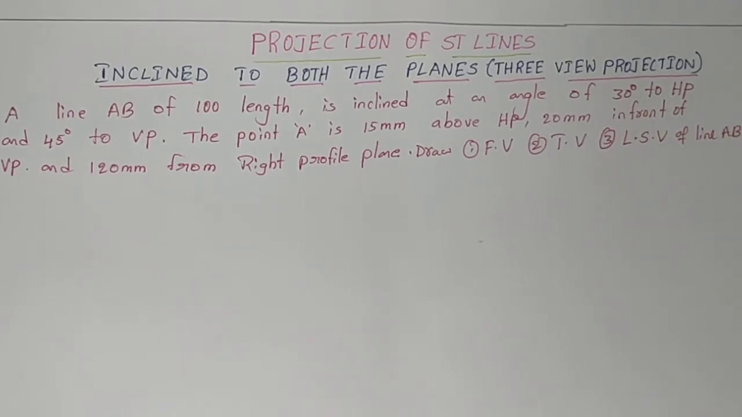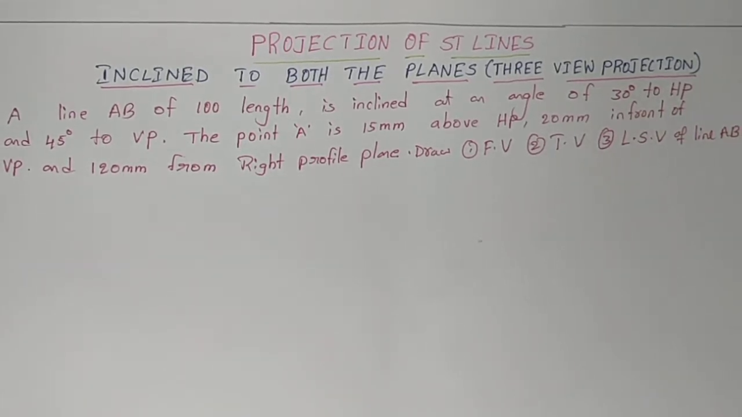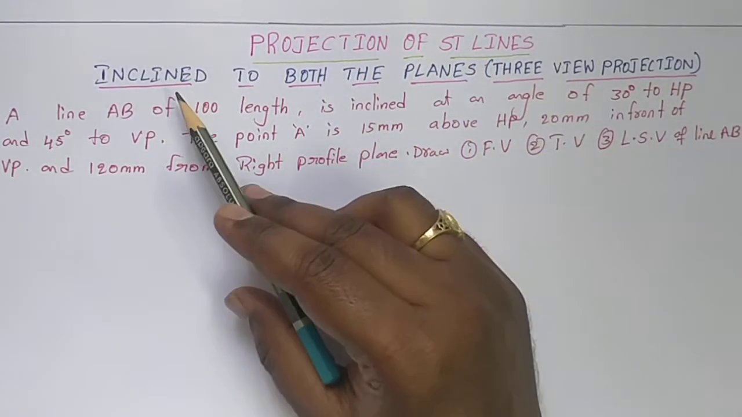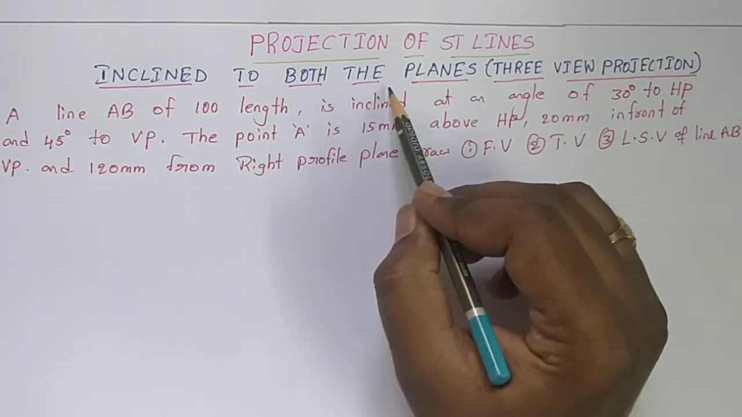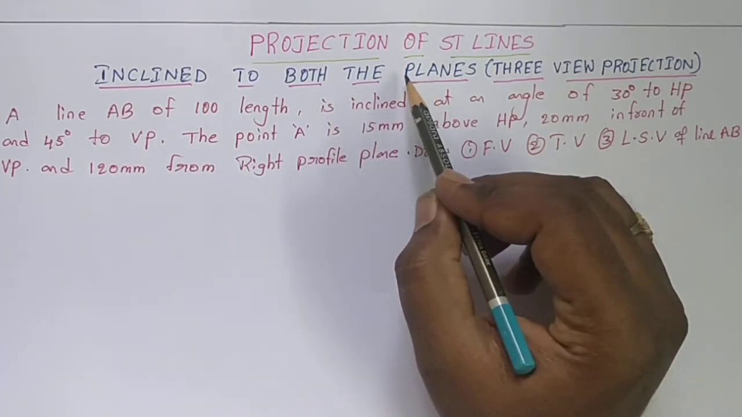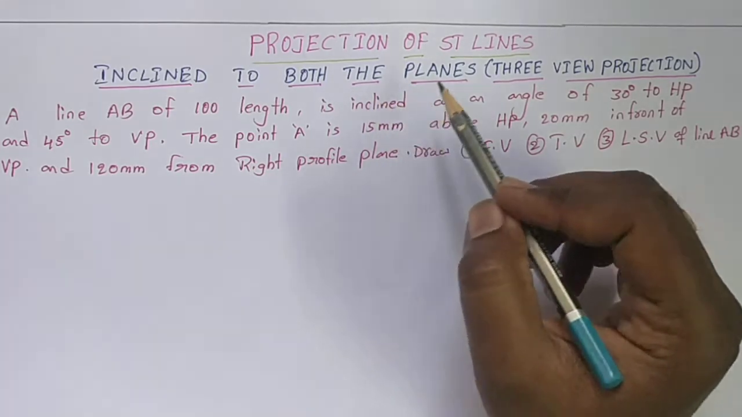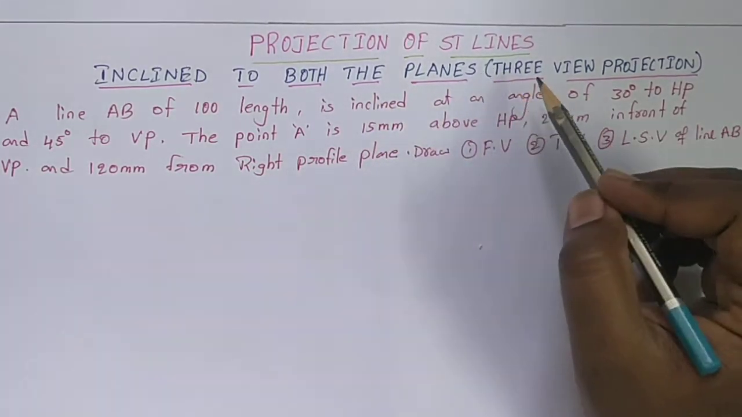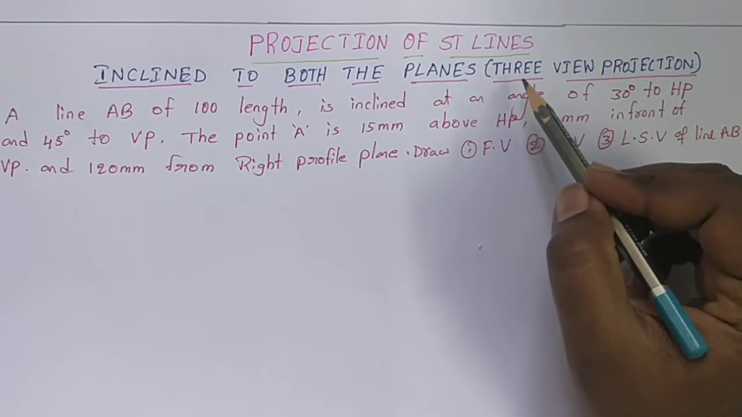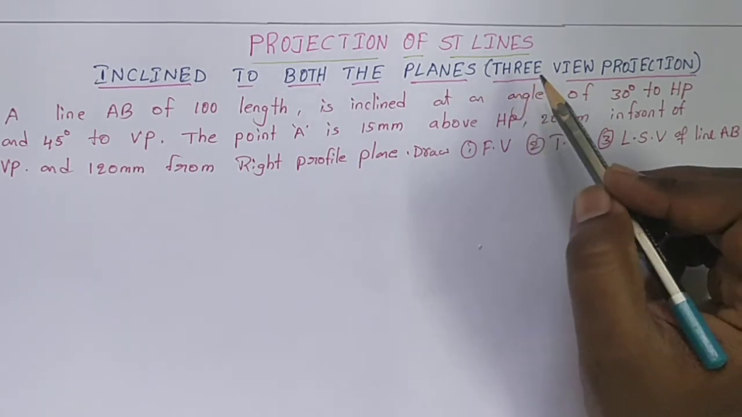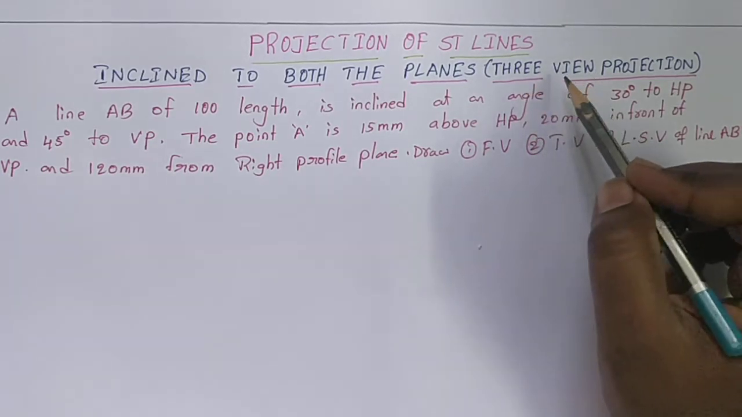Today I am going to explain how to draw the projections of a straight line when it is inclined to both the planes. In the previous case for the same condition, we drew two-view projections, that is front view and top view. But in this case I am going to explain how to draw the third projection, that is side view, either left or right side views.